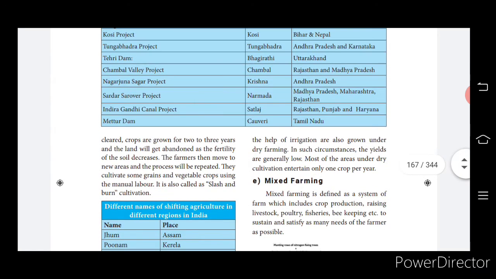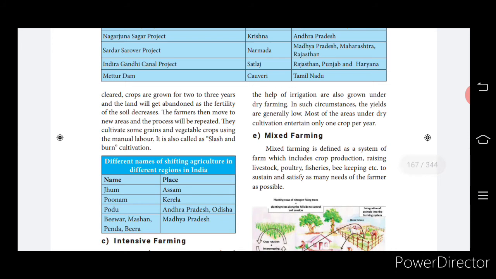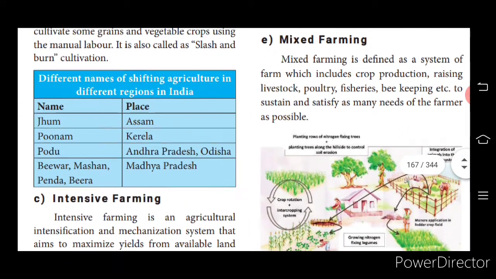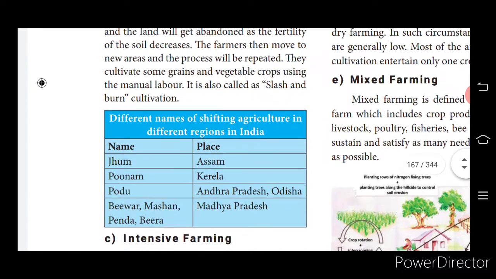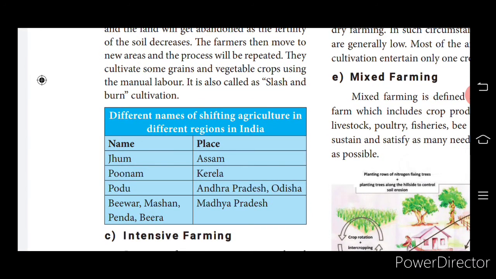Okay, and the different names of shifting agriculture in different regions in India are: Jhum in Assam, Ponam in Kerala, Podu in Andhra Pradesh and Odisha, and Bewar, Masan, Penda and Bira in Madhya Pradesh. These are the names of shifting agriculture in different regions in India.